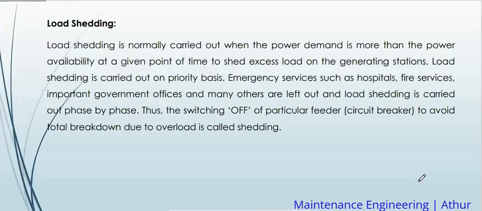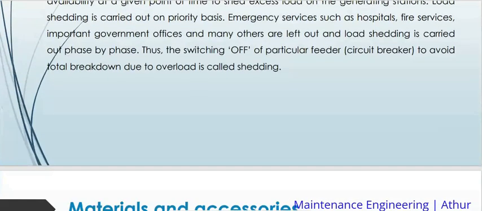You realize that sometimes when a person like the president is in an area, you find they switch off some other areas and they leave power to that area where the president is. So we call that load shedding. And sometimes when you look at the definition, they say that emergency services such as hospitals, fire services, important government offices, and many others are left out, and load shedding is carried out phase by phase. So you shouldn't get confused when you hear a person talking about the word load shedding. That is actually what it means. You isolate some parts and leave other parts on.